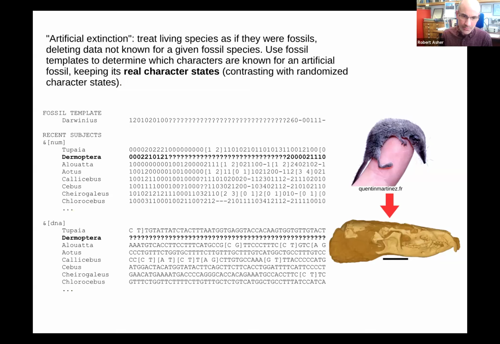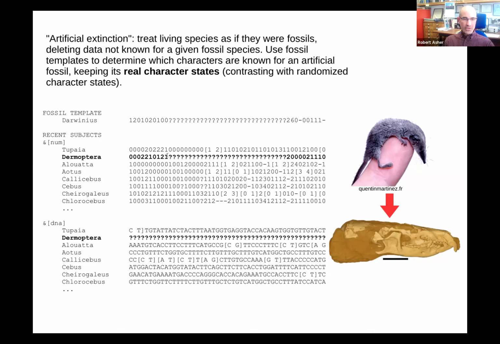Here is slightly more detail on that point. Here we have a matrix, which happens to be in TNT format. We have a fossil, Darwinius, a fossil primate, and like pretty much all fossils, there's going to be some part of comparative anatomy that wasn't preserved. Say there's no ankle bone that was ever known for Darwinius, and that's represented here by a bunch of question marks. We have a living taxon, the dermopteran, the flying lemur from Southeast Asia.